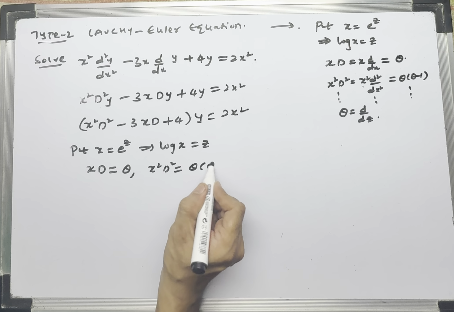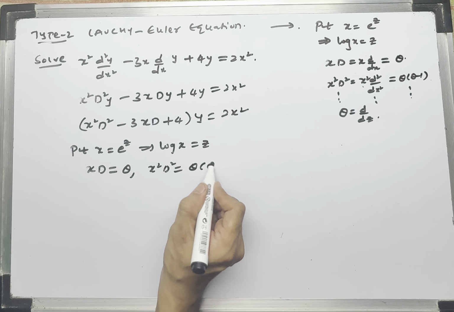Now what we will do? We will substitute this 2 here in place of theta. 2 square 4 minus 8 plus 4. Suppose if I substitute 2 here, 4 minus 8 plus 4, we get 0 in the denominator. So I will not substitute. Instead of substituting, I will write its factor form. Then this one we can write as 1 by theta minus 2 square into e power 2z.